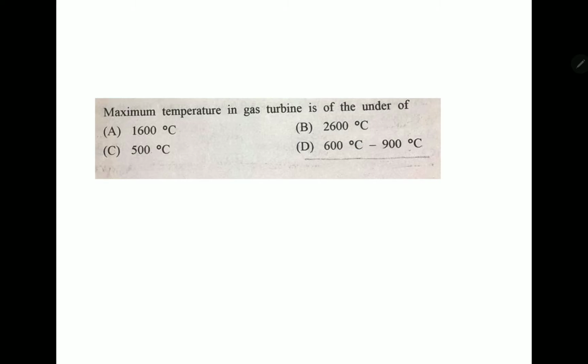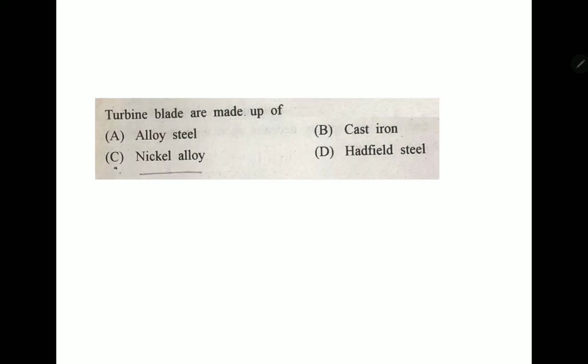Maximum temperature in a gas turbine is under, well, this is a factual question, 600 degrees Celsius and 900 degrees Celsius is the right answer. Turbine blades are made up of, the right answer is nickel alloy, because this type of alloy can withstand high temperature. So nickel alloy is used in turbine blades.